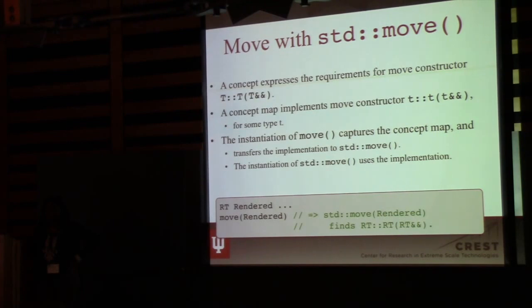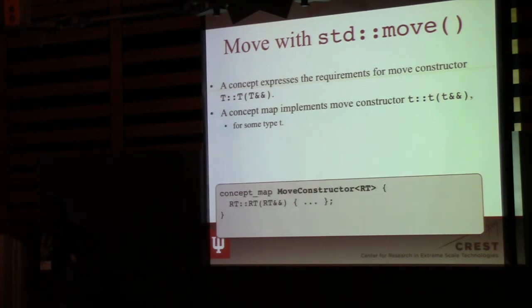I think the question is, how do you implement the concept model for that RT, that move construct? Like in the previous slide. How do you implement that? Because that's going to need to get to private internals of whatever RT is, right?